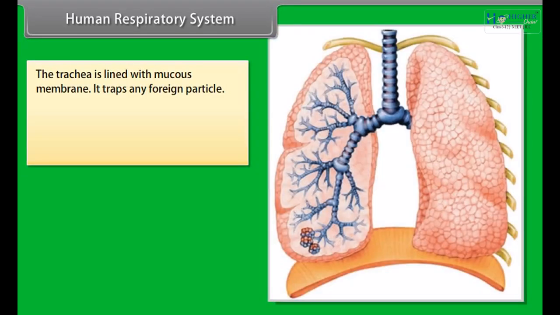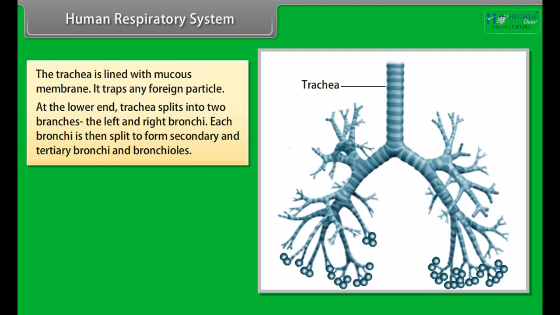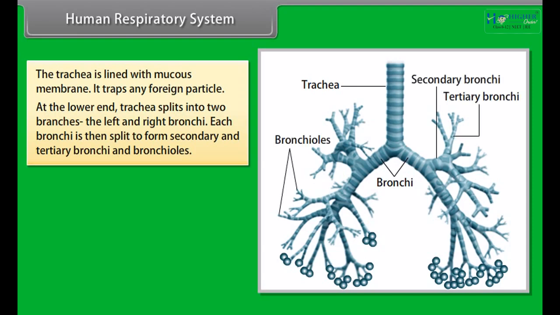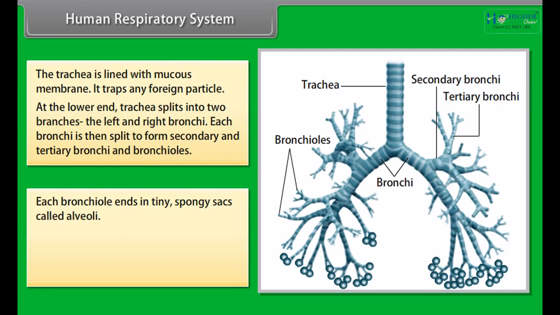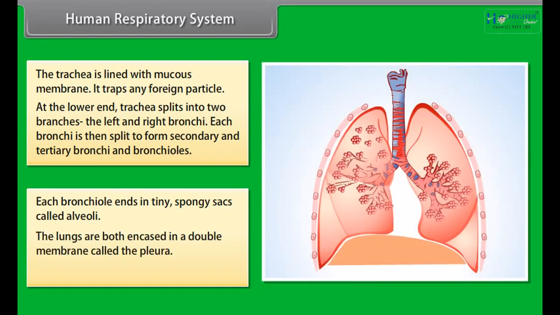The trachea is lined with mucous membrane. It traps any foreign particles. At the lower end, the trachea splits into two branches, the left and right bronchi. Each bronchus is then split to form secondary and tertiary bronchi and bronchioles. Each bronchiole ends in tiny spongy sacs called alveoli. The lungs are both encased in a double membrane called the pleura. The pleura protect and cushion the lungs.